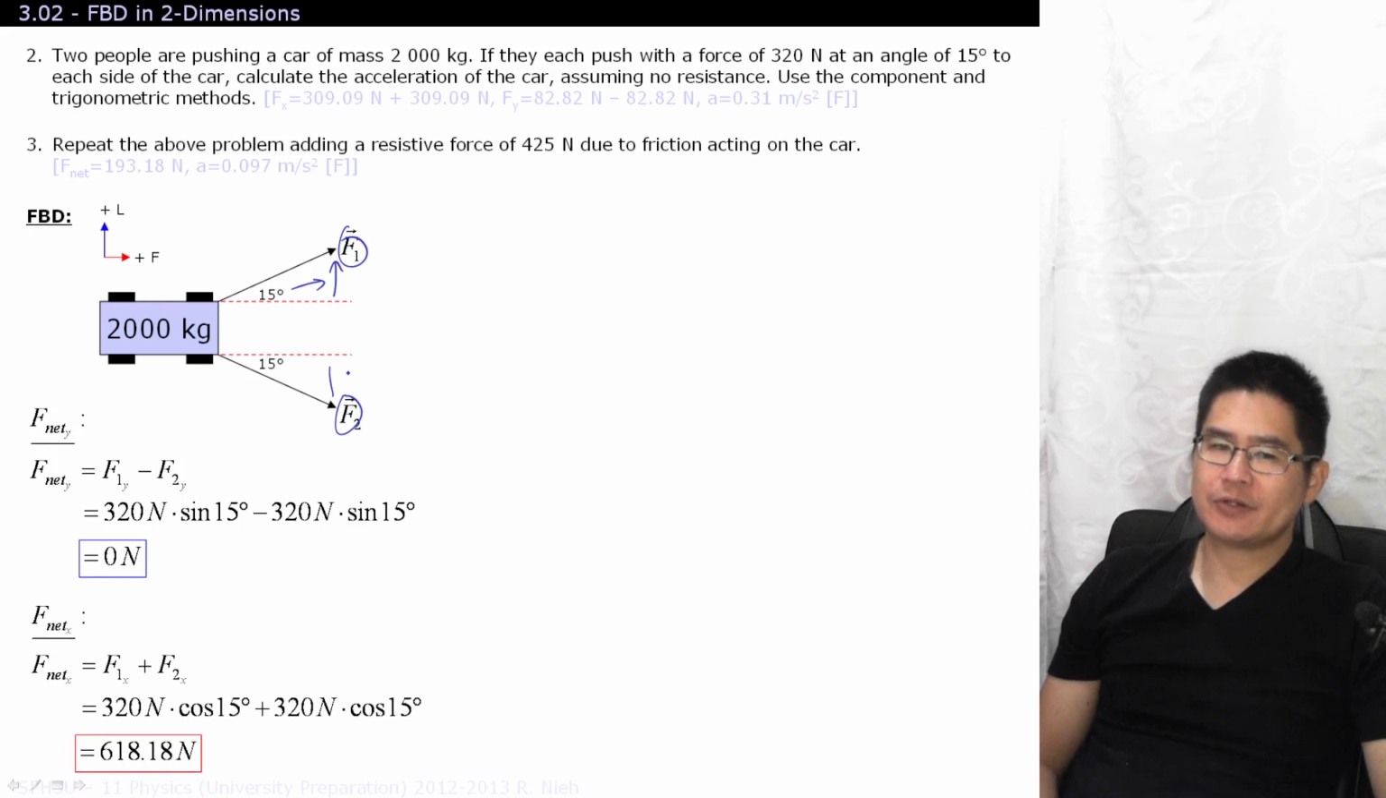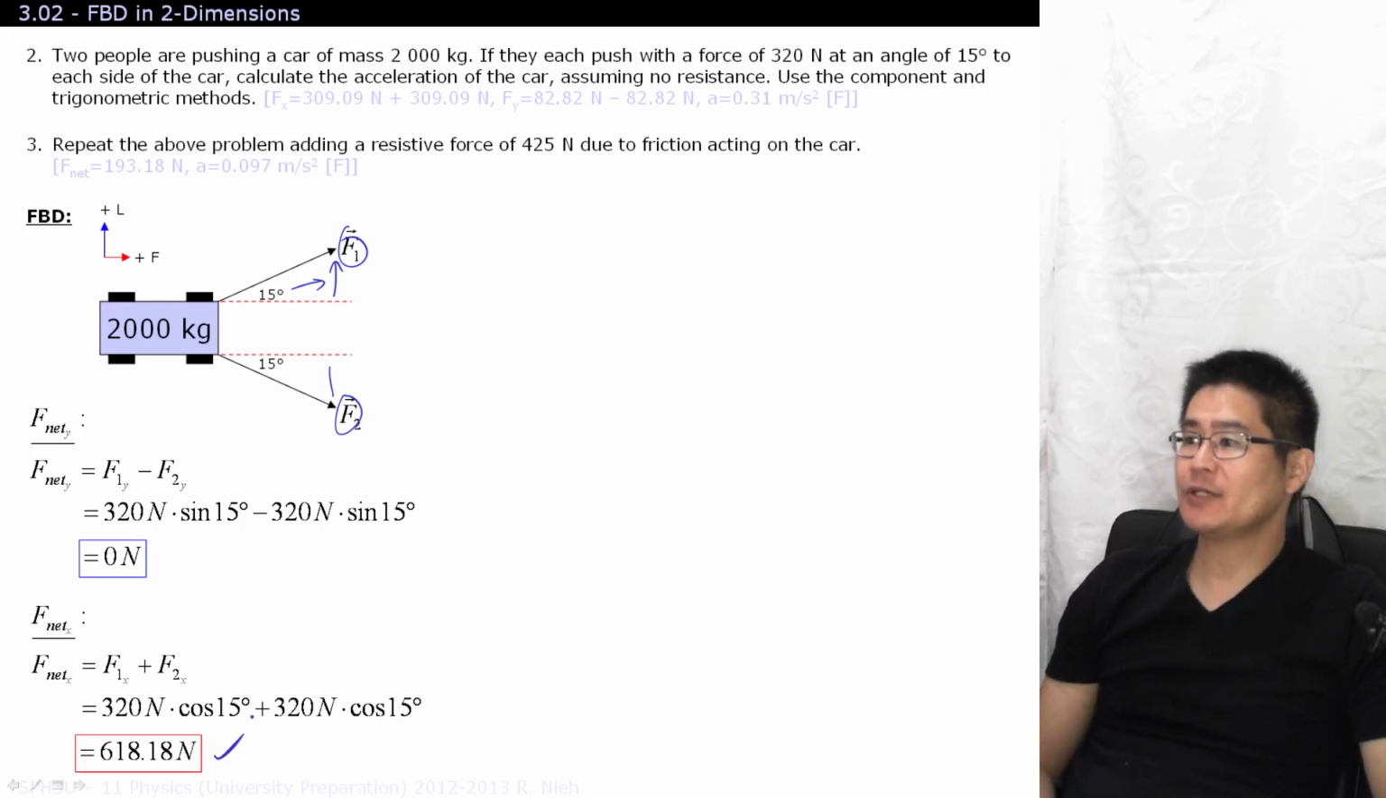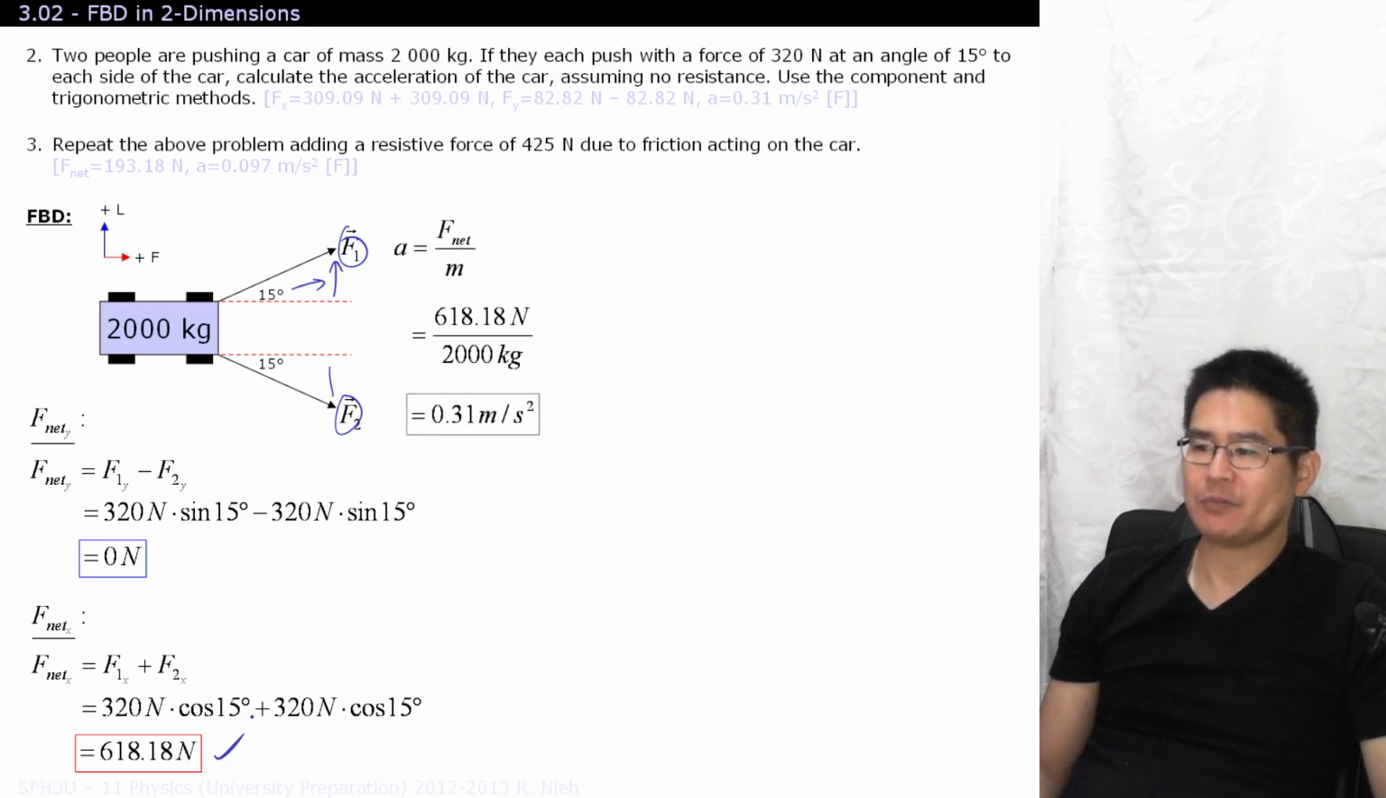Since FNet y is equal to 0, we don't need to use the Pythagorean theorem to solve for FNet. FNet is just equal to 618. And we're done. Oh, almost done. Got to calculate the acceleration. What's the acceleration? That's right, FNet divided by m. So take your 618, divide by 2,000, and you have an acceleration less than 1 meter per second squared.